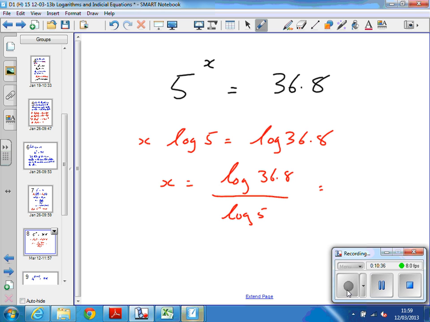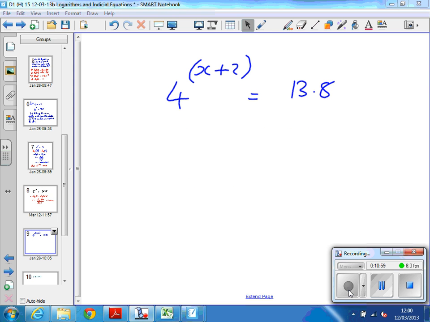equals 2.2402, so okay. And then we can check by putting that back into the original equation and see if 5 to the 2.2402 gives us back our 36.8.